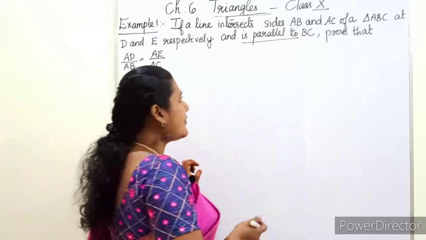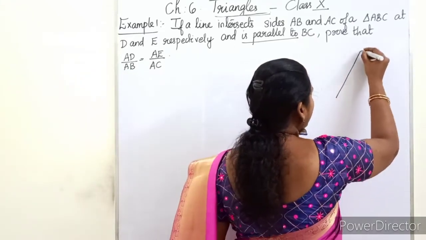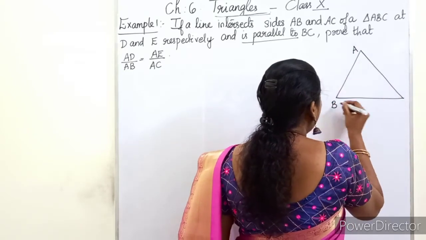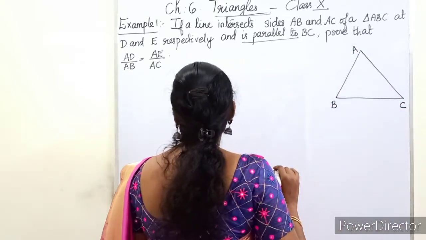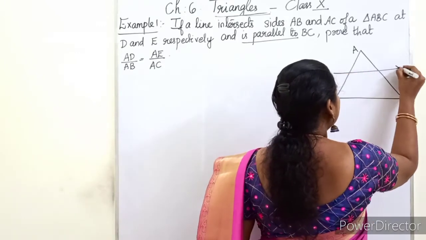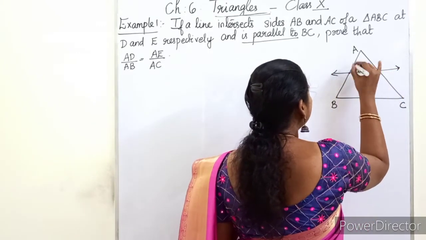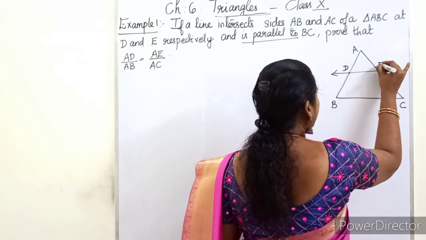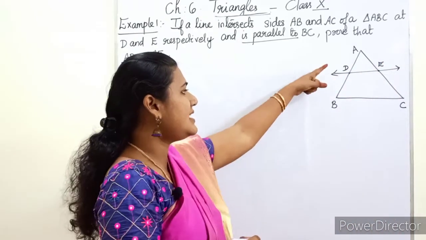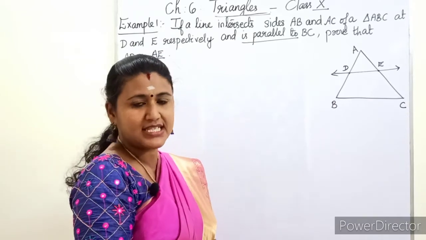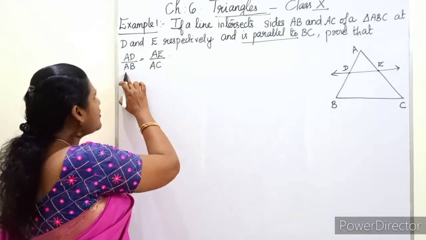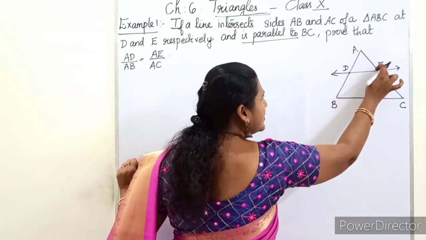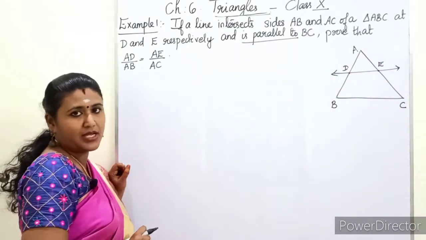So first we will draw the diagram. So we have a triangle ABC, and in it we have drawn a line DE. So this line intersects the sides AB and AC at the points D and E, and the condition is given: DE is parallel to BC. This condition is given. We have to prove this, that is AD by AB is equal to AE by AC. We have to prove.